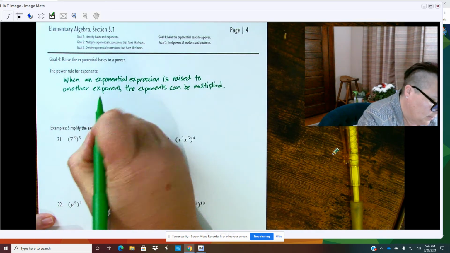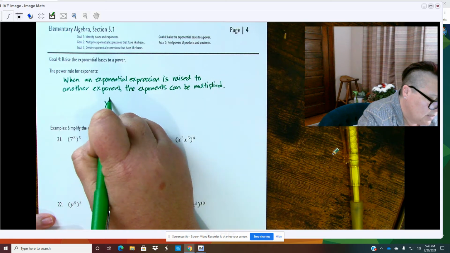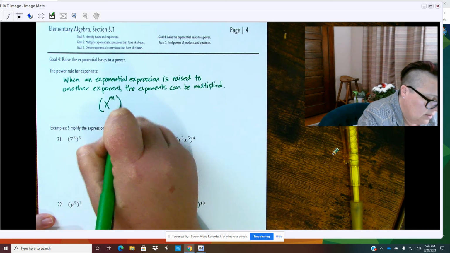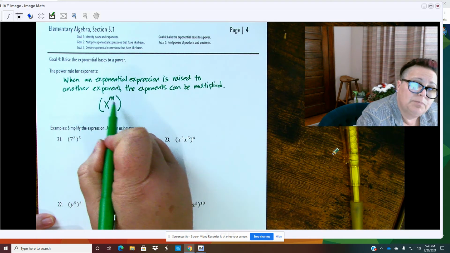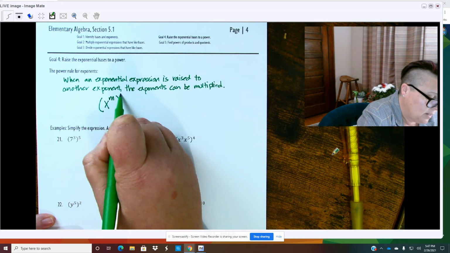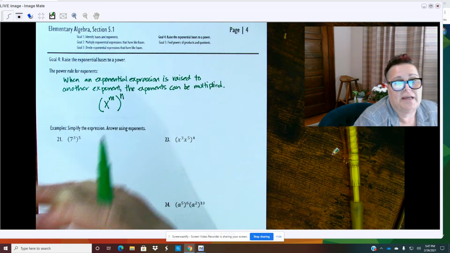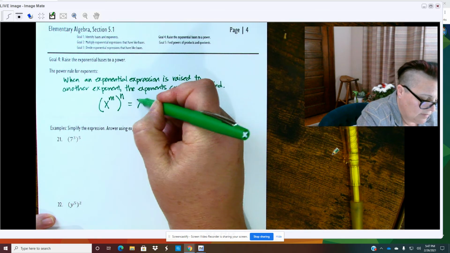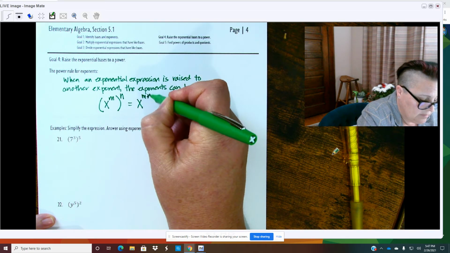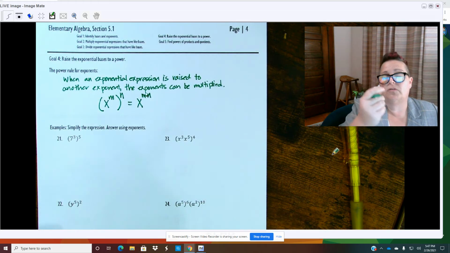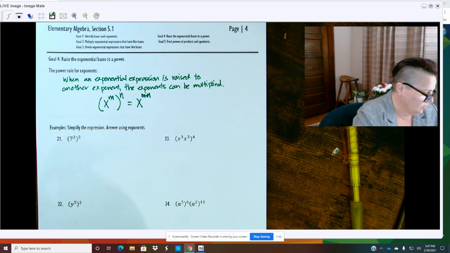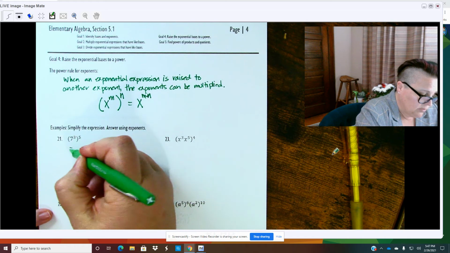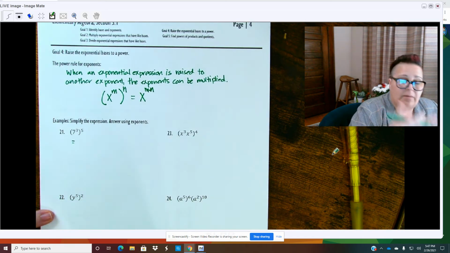What does that look like? If I have x to the m power, and I use that exponential expression as a base for another exponent, so x to the m raised again to the n, this is the same as x to the m times n. I can multiply those two exponents together. Let me show you with some numbers, just to demonstrate the pattern.